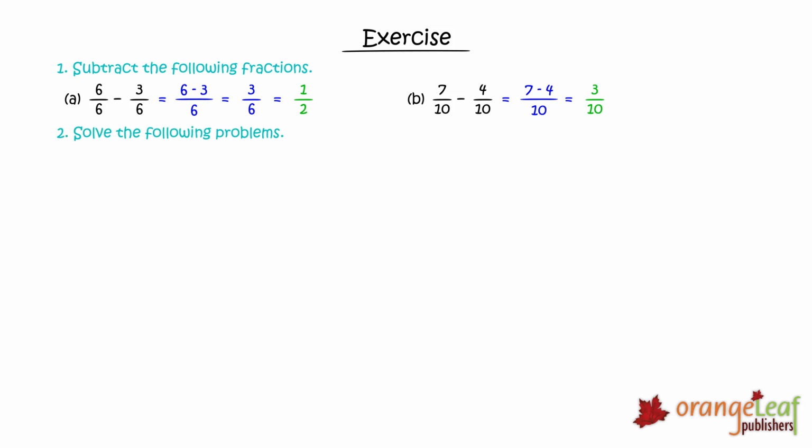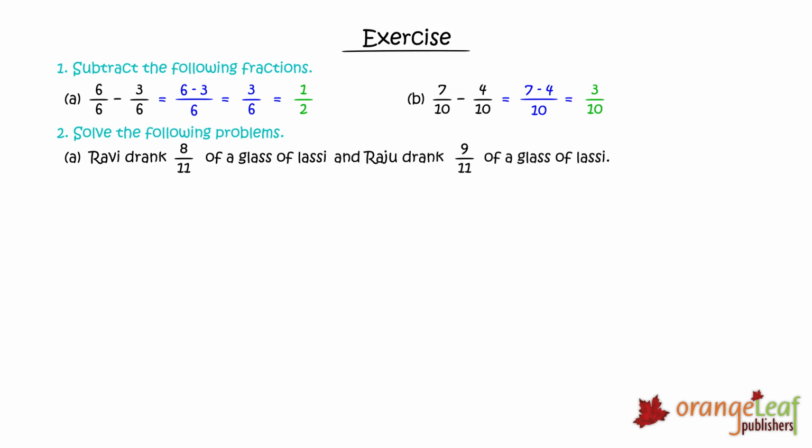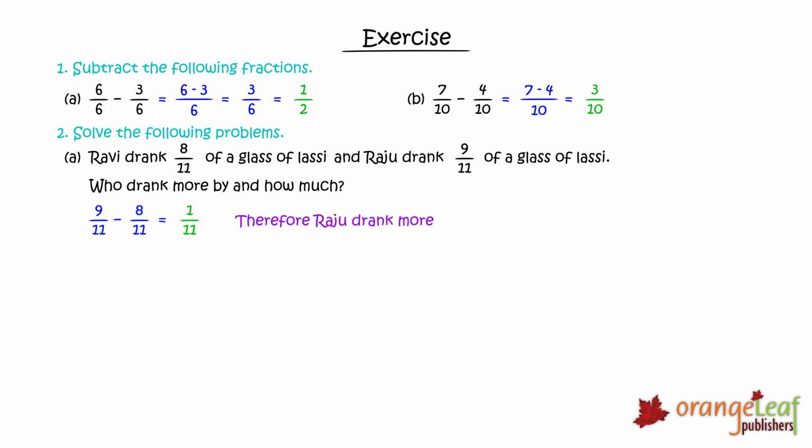Solve the following problems. Ravi drank 8 by 11 of a glass of lassi and Raju drank 9 by 11 of a glass of lassi. Who drank more and how much? 9 by 11 minus 8 by 11 is equal to 1 by 11. Therefore, Raju drank more, 1 by 11 of a glass of lassi.